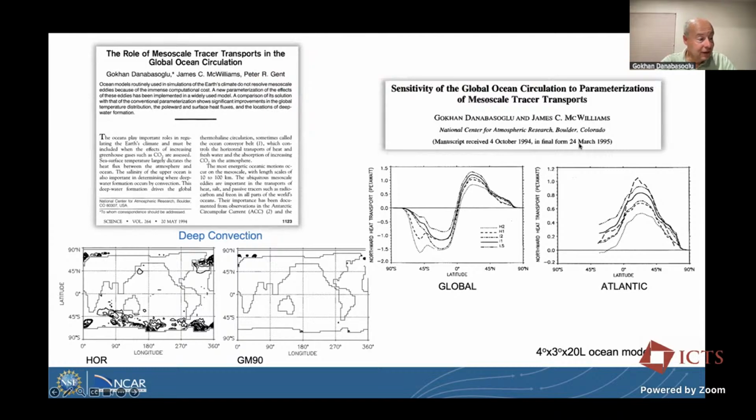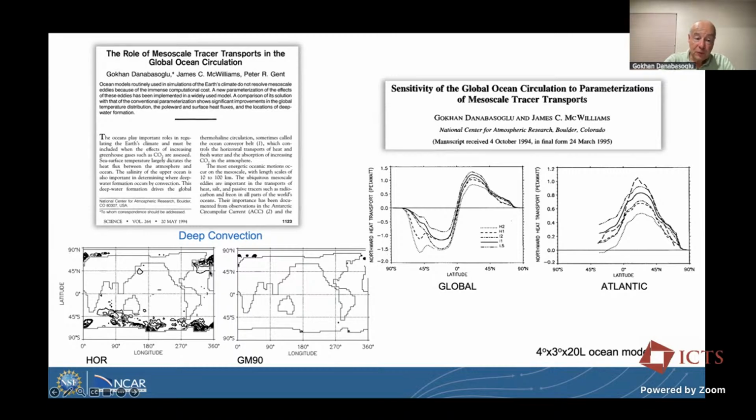I was actually rather lucky to start working at NCAR in the early 1990s, and one of my first tasks at NCAR was to implement this parameterization in our ocean model at that time. It was based on an early version of the Modular Ocean Model, MOM 1.4. Because of the computer power and all those limitations, what I jokingly called the real ocean was 4-degree by 3-degree resolution in the horizontal, and we were able to run, in this case, 20 vertical levels. So it's a rather coarse resolution model.